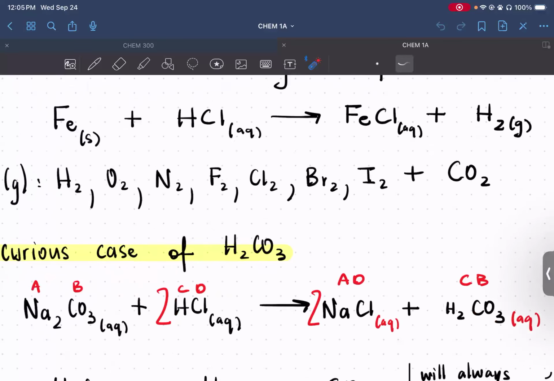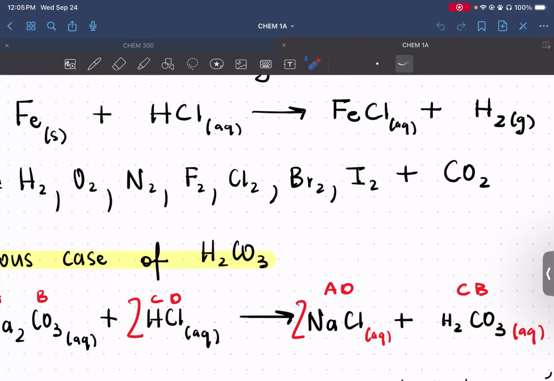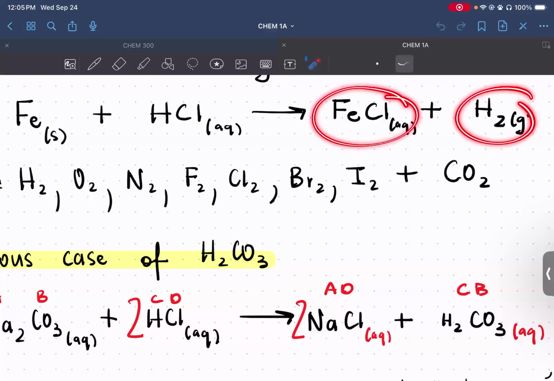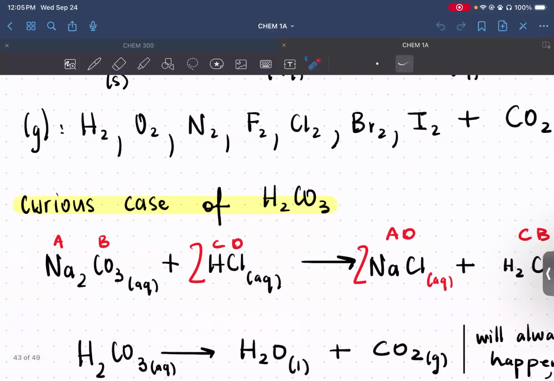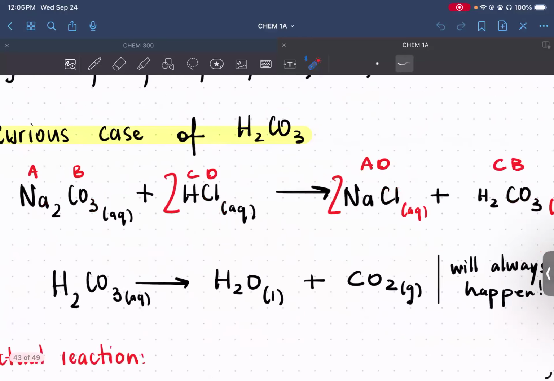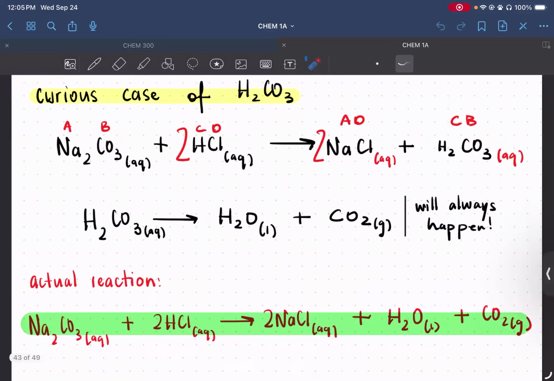In other words, looking here at the reaction between iron and HCl, we result in FeCl and H2. H2 is a gas. It's one of those diatomic elements. That's how we know this is a gas evolution. That then led us to our discussion of the curious case of H2CO3.